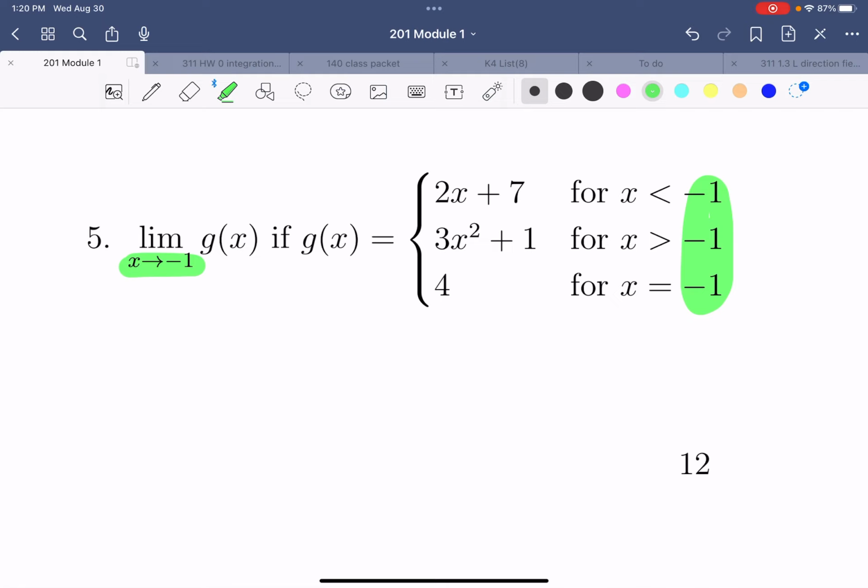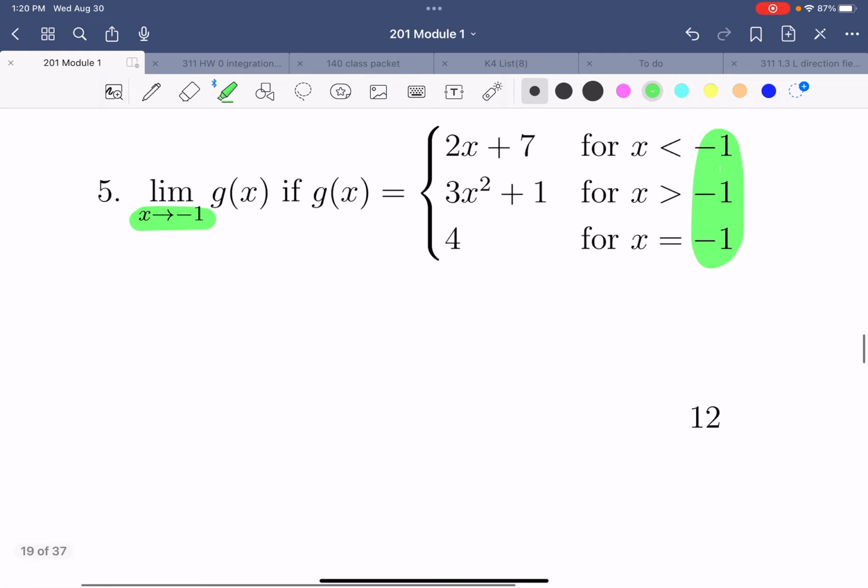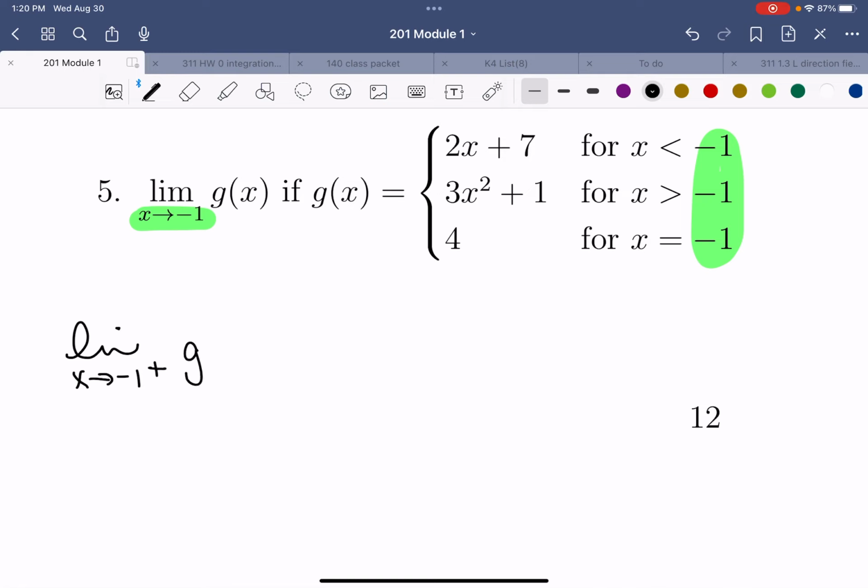And one of many things can happen here, but what we want to do is, when it's defined differently on either side, which it is, because we have x is less than -1 and x is greater than -1, then we want to look at the two one-sided limits. So we're going to look at the limit as x goes to -1 from the right of your g of x.